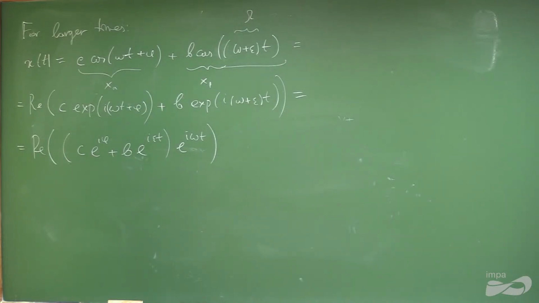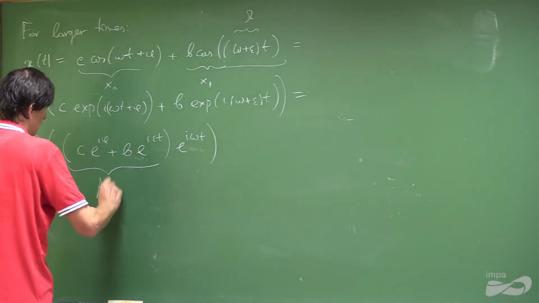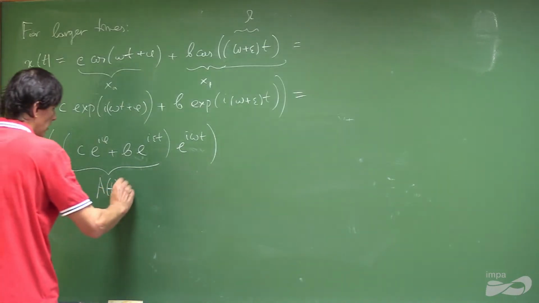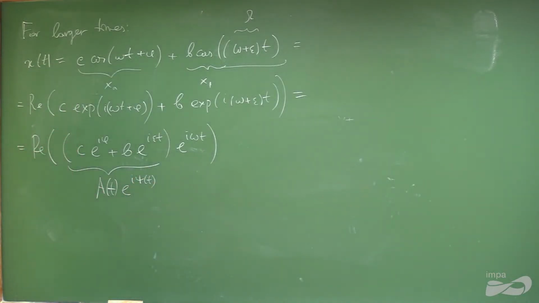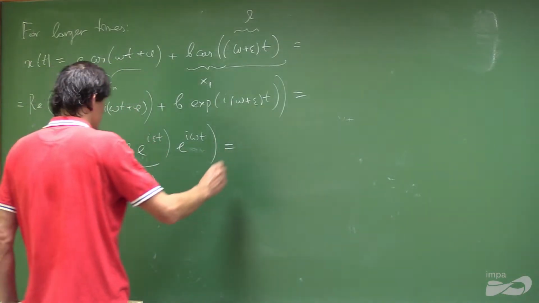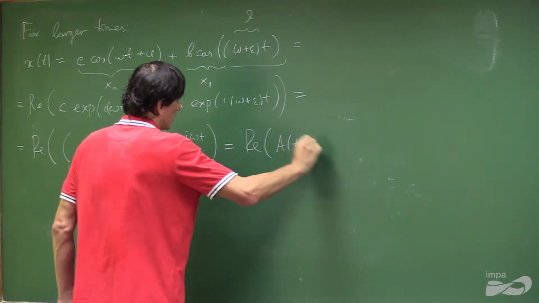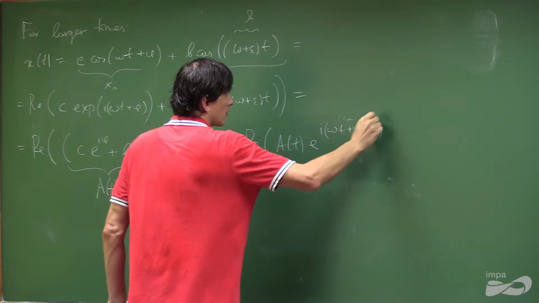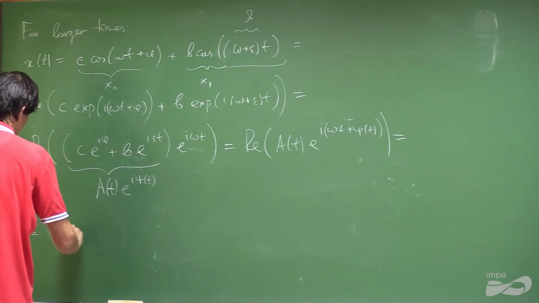Correct? Yeah. And now what we do, we call this first part, its absolute value we will call A, capital, and the phase we will call psi. So this gives you the real part of A(t) exponent i omega t plus psi(t). And this is finally, now it's cosine again.